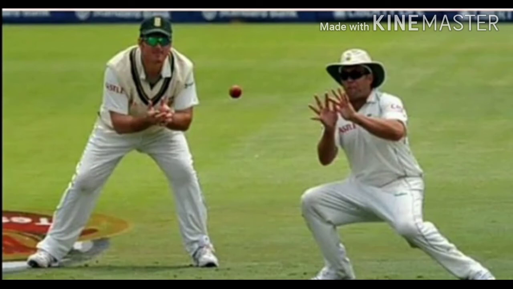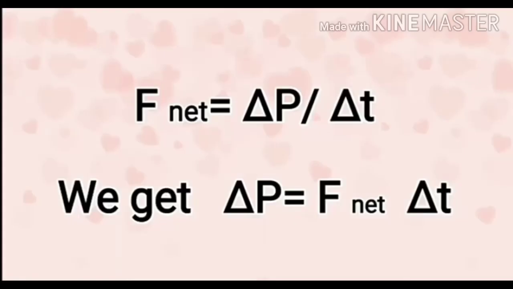One more example I want to show you, based on the formula. I am telling you F net equals delta P by delta T. This is Newton's formula, which we already know. By placing delta P on this side and making this smoother, on the next slide the formula will become like this: delta P equals F net into delta T.